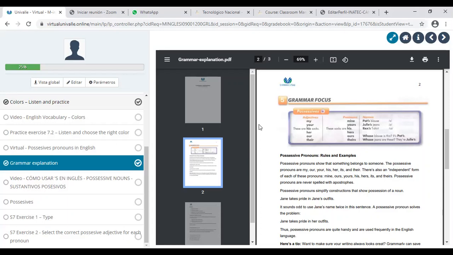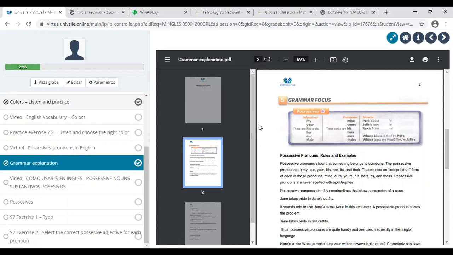Básicamente, muchachos, los pronombres posesivos demuestran que algo les pertenece a alguien. Un ejemplo que les estaba dando era my cell phone, mi teléfono. Quiere decir que el teléfono es mío, que yo soy el propietario de ese objeto, de ese elemento.